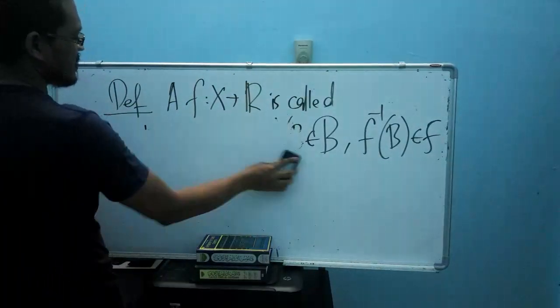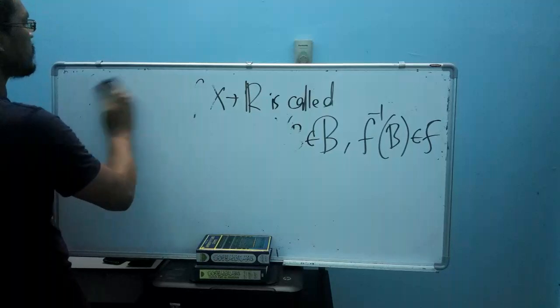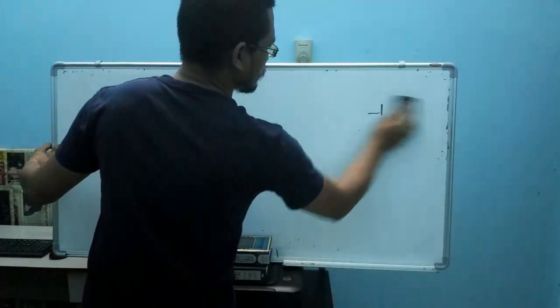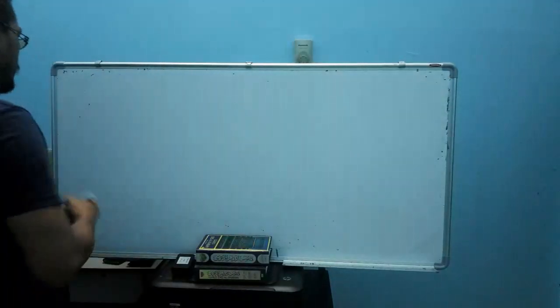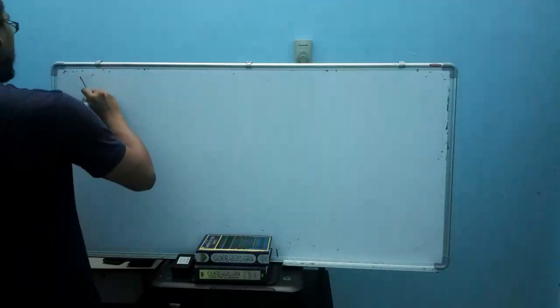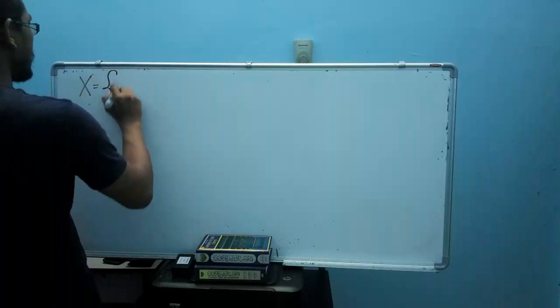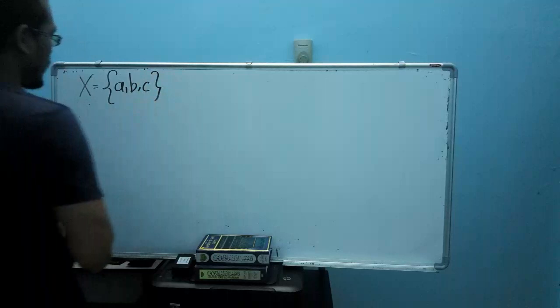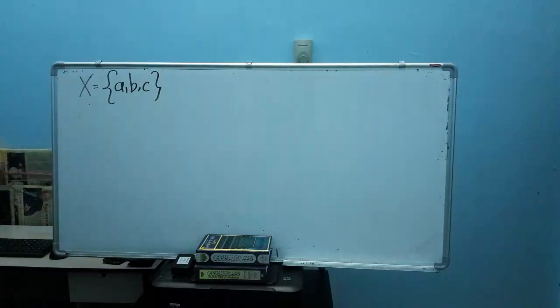Okay, let's consider the first example. Let X be a set with three elements A, B, C. So we have a finite set.